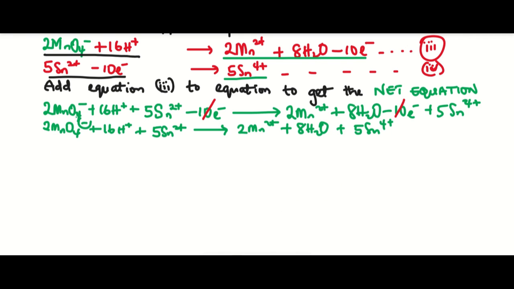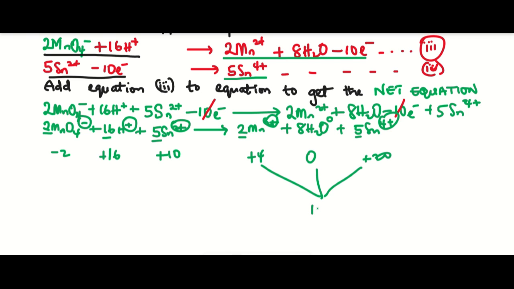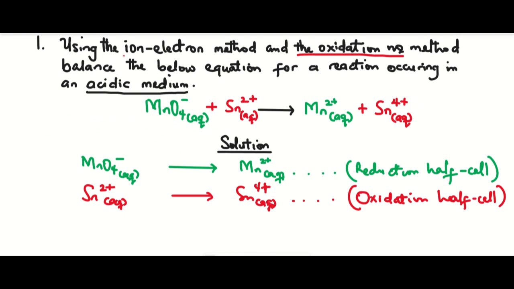Check ionically too. Ionically, we have minus 1 times 2, that gives us minus 2. Plus 1 times 16, that gives us plus 16. Plus 2 times 5, that gives us plus 10. At the product side, we have plus 2 times 2, that gives us plus 4. This has no charge, so we have 0. 0 times 8, that gives us 0. For Sn, we have 4 times 5, that gives us plus 20. Gives us plus 24, and this gives us plus 24. Hence, it is ionically balanced. Now, we've been able to balance the redox equation using the ion electron method.